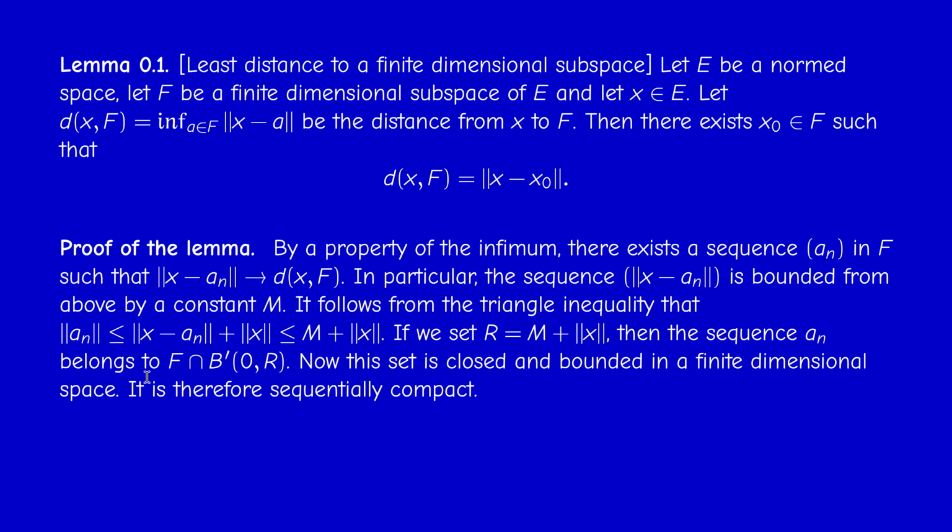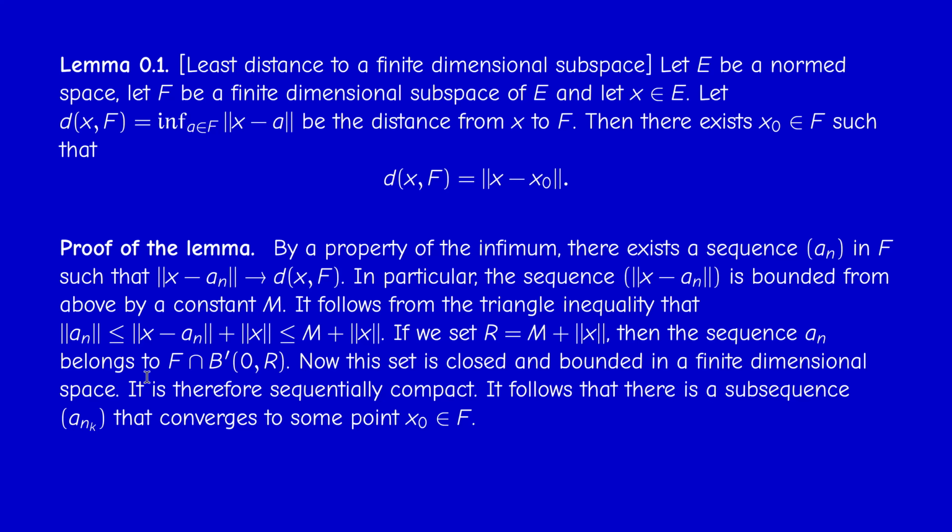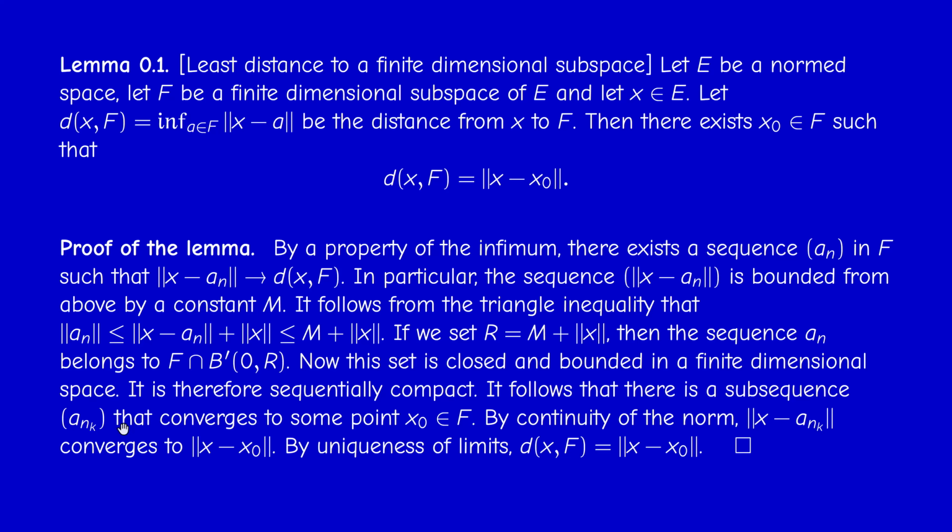So this means that an has a convergent subsequence, a_nk, that converges in that space. So it belongs to F, so the limit belongs to F. And now we are done. If a_nk converges to x0, then by continuity of the norm, the norm of x minus a_nk converges to the norm of x minus x0. But the norm of x minus a_nk, as a subsequence of this, converges to d(x,F). Therefore, by uniqueness of limits, we have equality. So therefore, we have the infimum as a minimum.